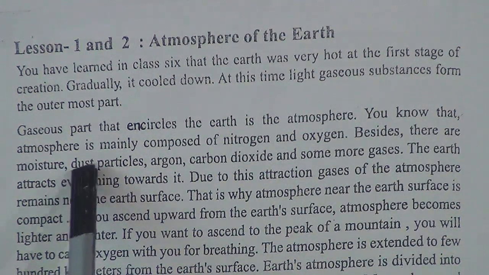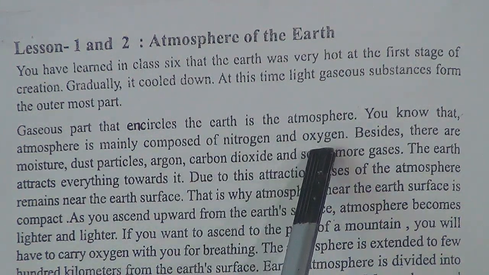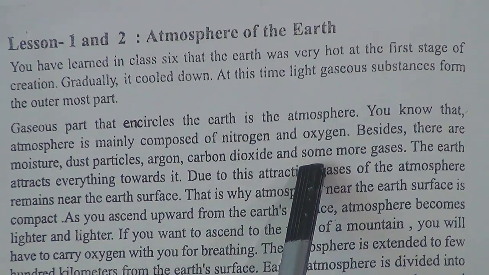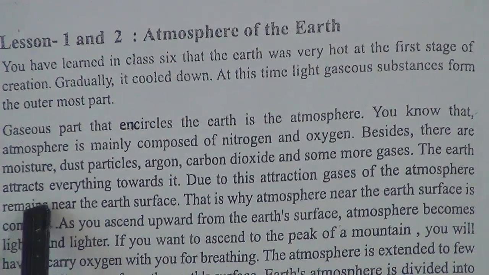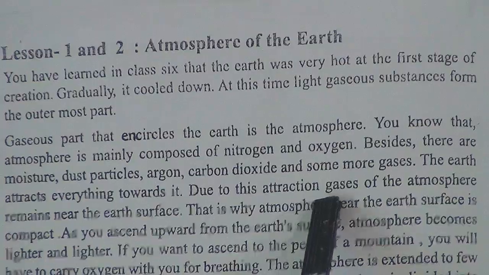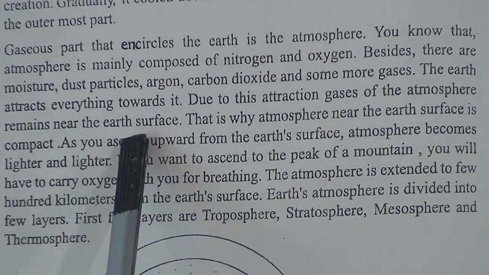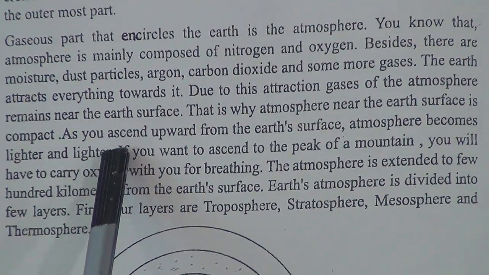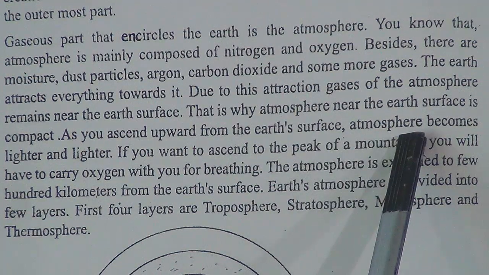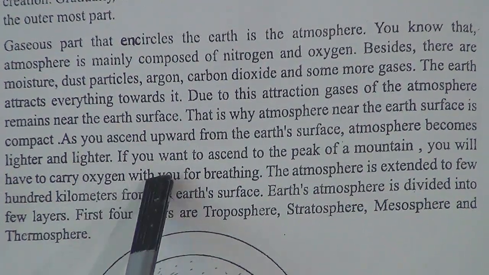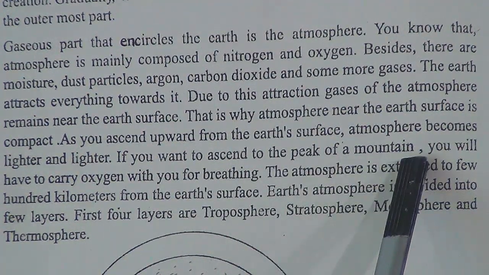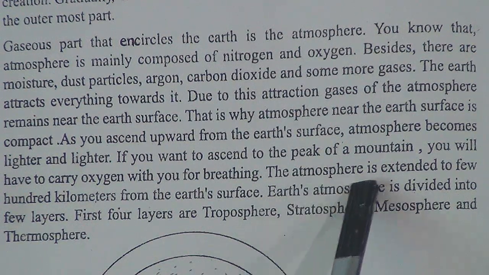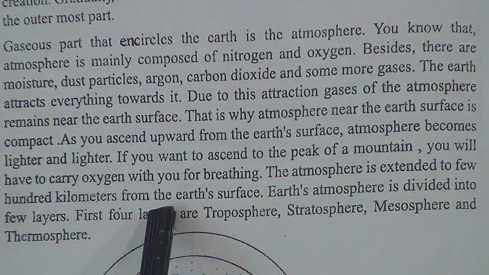You know that atmosphere is mainly composed of nitrogen and oxygen. Besides, there are moisture, dust particles, argon, carbon dioxide and some more gases. The earth attracts everything towards it. Due to this attraction, gases of the atmosphere remain near the earth's surface. That is why atmosphere near the earth's surface is compact. As you ascend upward from the earth's surface, atmosphere becomes lighter and lighter. If you want to ascend to the peak of a mountain, you will have to carry oxygen with you for breathing. The atmosphere extends a few hundred kilometers from the Earth's surface.